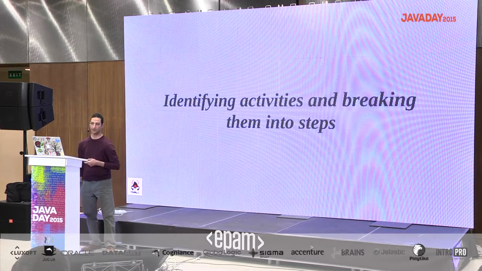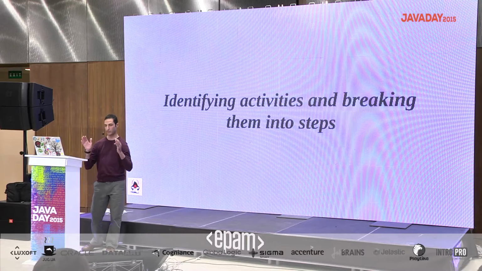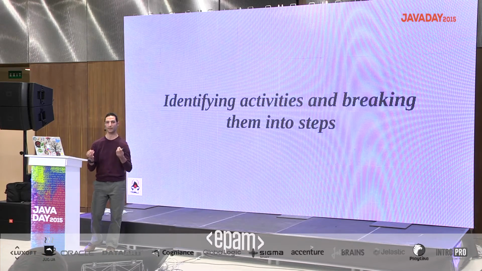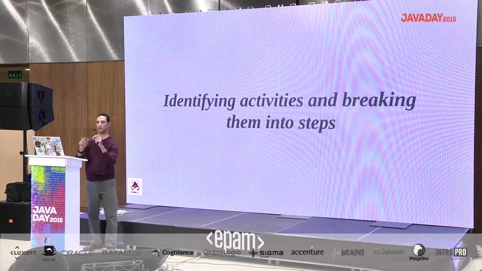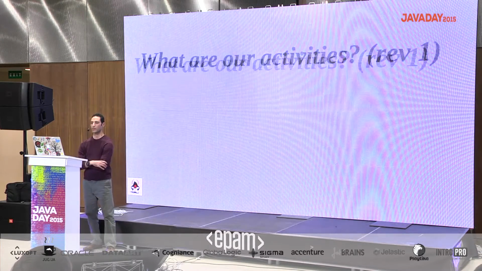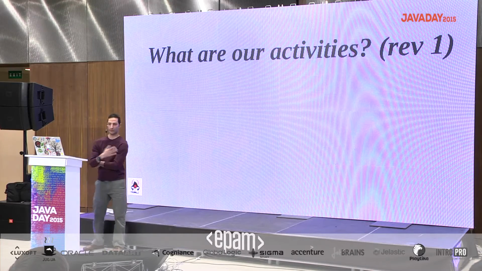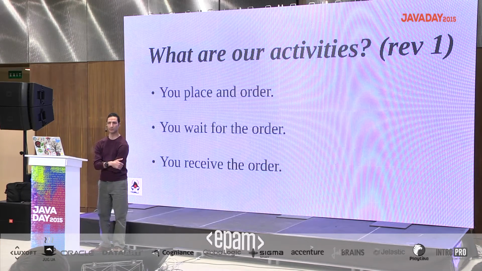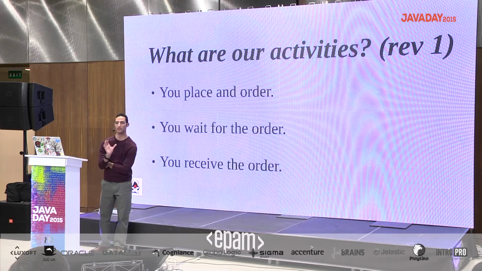So after that, we have our participants and a short description of what they are doing. Let's map their activity. For each customer, what would you like to do? We just write on simple paper the activity for each customer. So what is our activity for our system? You place an order, you wait for an order, you receive an order. That's it. It's so simple, but it captures the customer actions.